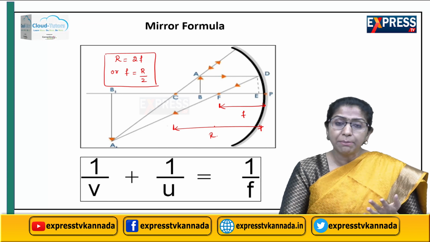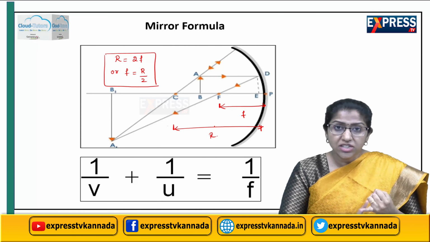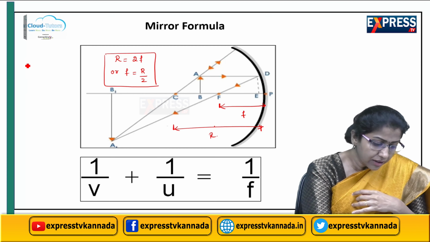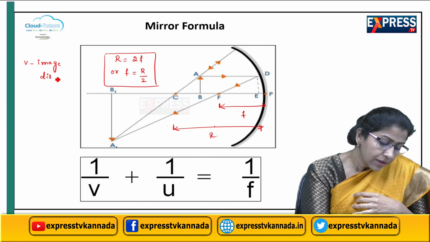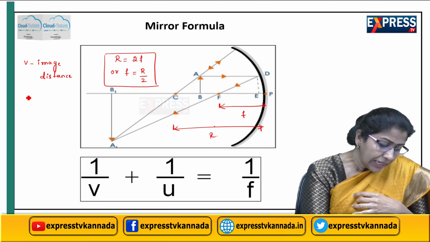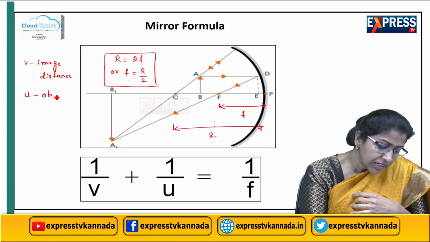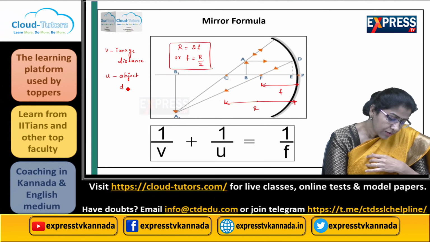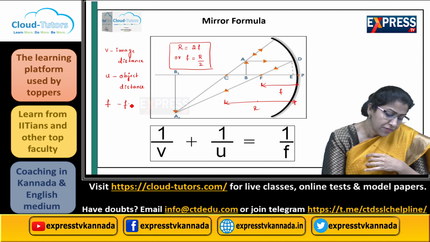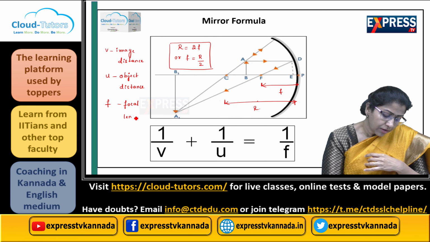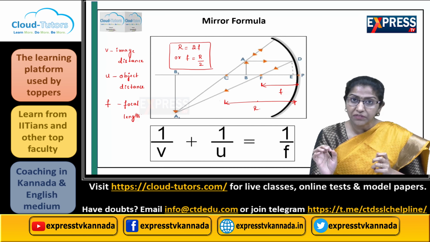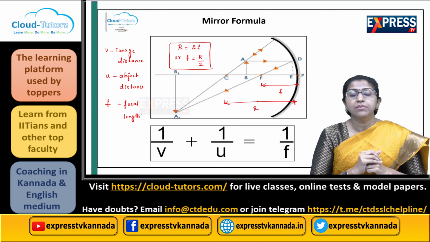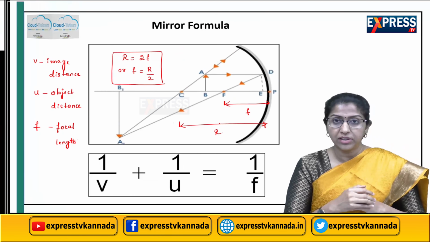Okay, so what do you mean by mirror formula? Mirror formula is a simple relationship between the image distance v, the object distance u, and the focal length f of the mirror. Okay, what is focal length? Focal length is the distance between the pole of the mirror and the focus of the mirror, that is, the principal focus.